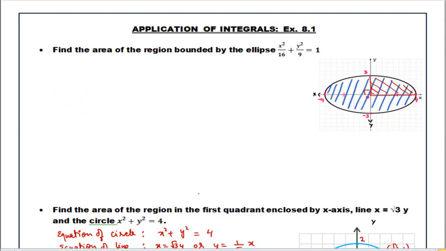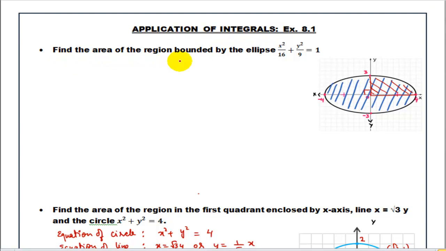Dear children, in this session we will learn how to use the concept of definite integrals in order to find the area bounded by some of the curves. Now see some of the examples I have taken from exercise 8.1 from the textbook.